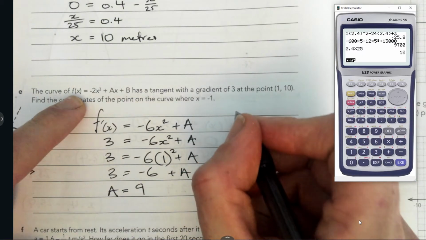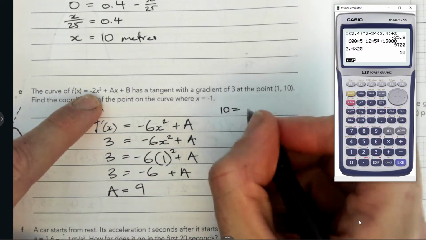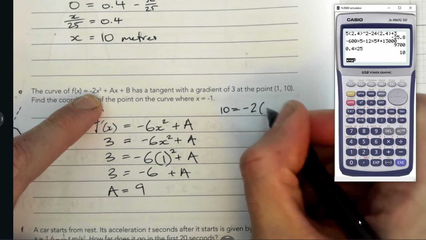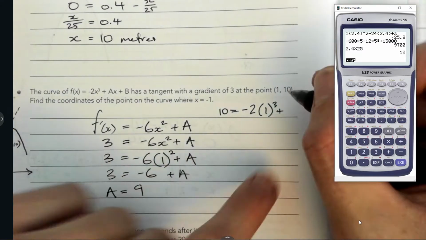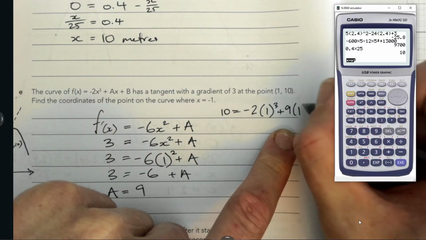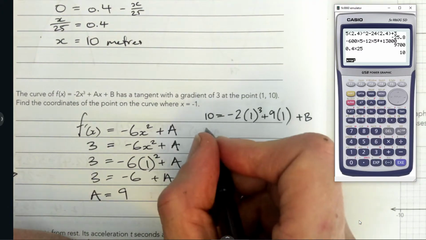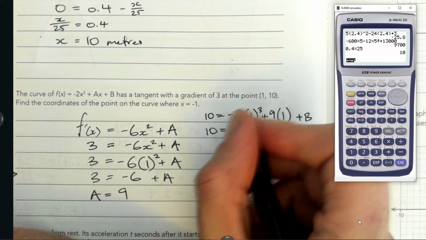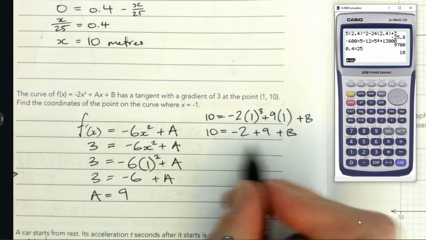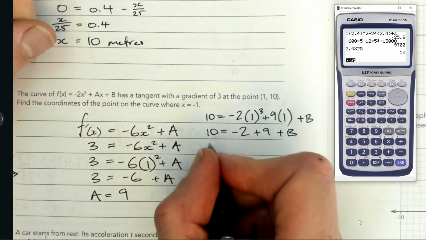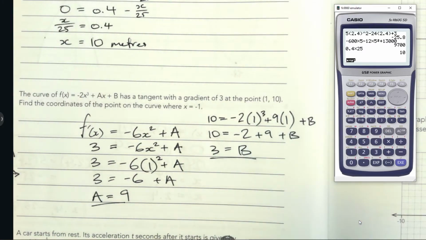So f of x is 10, right? And then we just chuck everything else we know in here, -2, and then this is at the point 1 plus, and now we know what a is, 9 times, we know 1, and now we've only got one unknown here. Boom. 10 equals -2 plus 9 plus b. -2 plus 9 is 7, and then that becomes 3 equals b. So we've now got a and b, so we've got a function, right?